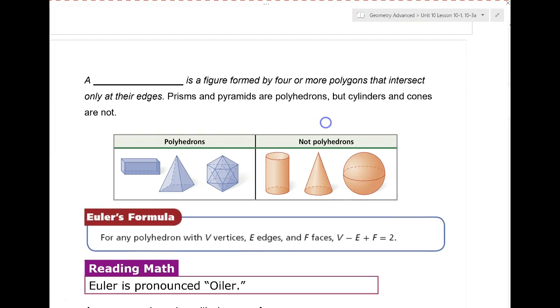All right, another definition that you need to know is called a polyhedron. A polyhedron is a figure, a solid, that is formed by 4 or more polygons, okay? So it can only have polygons, it can have no curved surfaces. So it really makes sense. Polyhedron, right? Polygons.